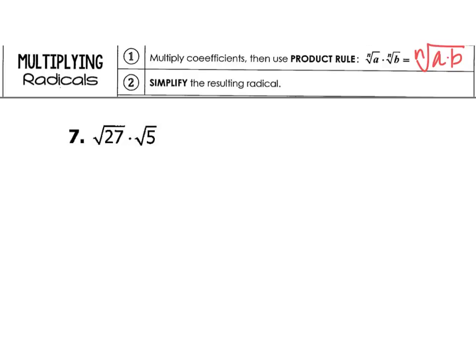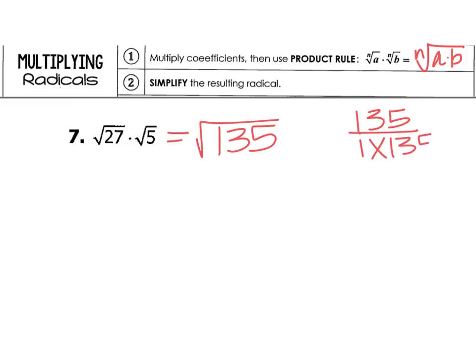So number 7, square root of 27 times square root of 5. We take the radicand times the radicand, 27 times 5. Put it under one radical sign. 27 times 5 gives us 135. Then we want to look for factors of 135 that are perfect squares, so we can simplify it. 135, we've got 1 times 135.